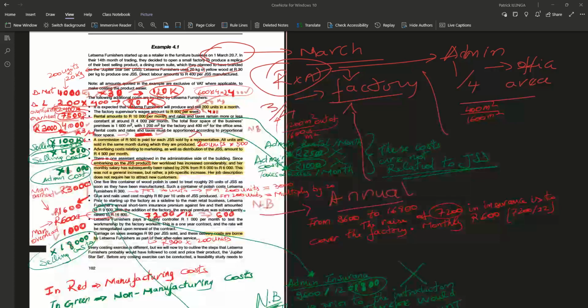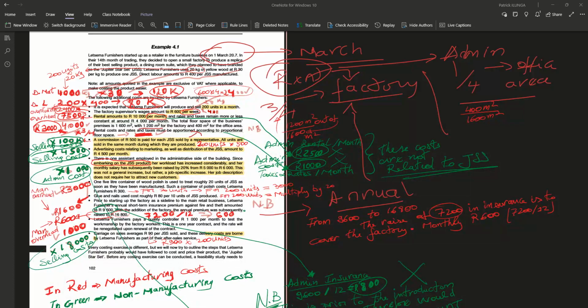So let's continue with our example 4.1. We were just covering the rental amount. I just want to point your attention to the factory supervisor wage. Bullet number 2, the factory supervisor's wage amounts to 600 per week. And we know that for a month, 600 times 4 will give us 2,400.